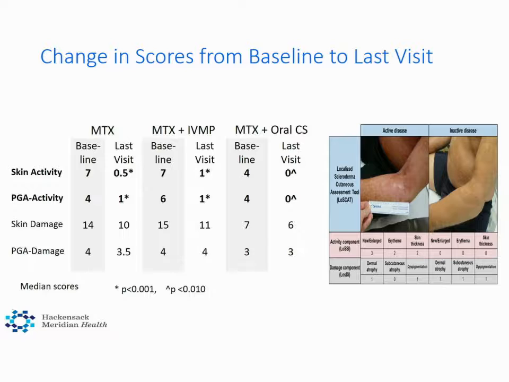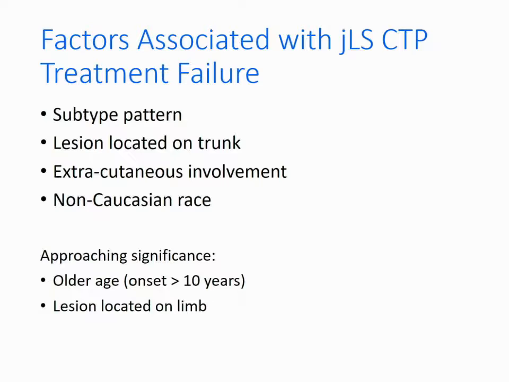And if we look at our skin activity score, baseline it was 7, 7, or 4, and it went down to 0.5, 1, or 0. So that measure seems to work pretty well. Physician scoring of activity also changed significantly. Starting out at 4, 6, or 4, it went down to 1 or 0. Damage did not change in our skin scoring or in the physician scoring, which is not a big surprise. So it looks like we have tools that work.